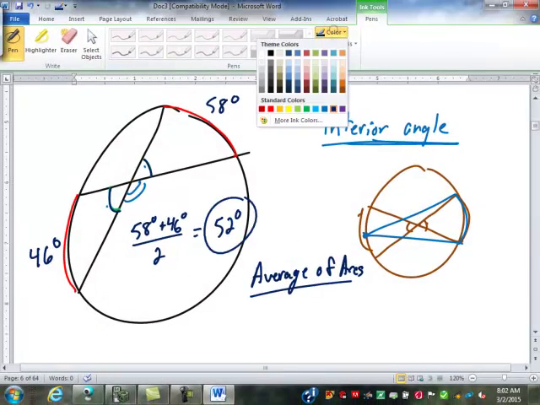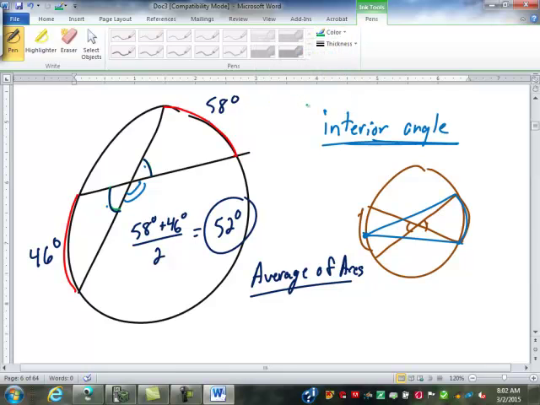There it is. For some reason, the internal calculator is skipping a beat this morning. 52. There we go.